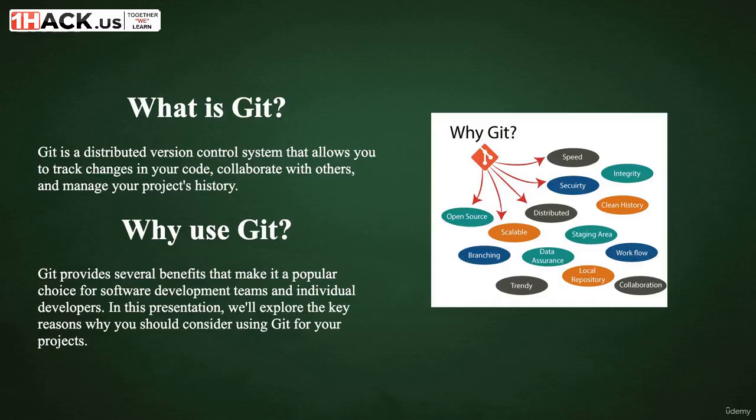Git is a distributed version control system that allows you to track changes in your code, collaborate with others, and manage your project's history. Version control systems like Git are essential tools for software development as they help you keep track of your code changes, revert to previous versions if needed, and work with multiple team members on the same code base. Git, in particular, has become the industry standard for version control due to its powerful features and widespread adoption.